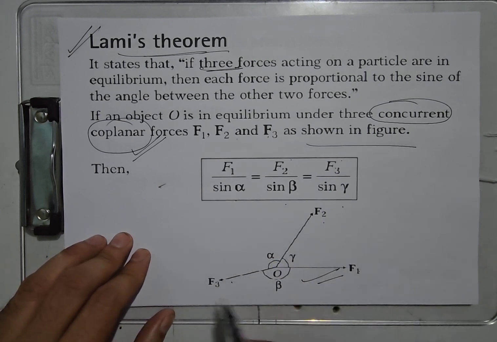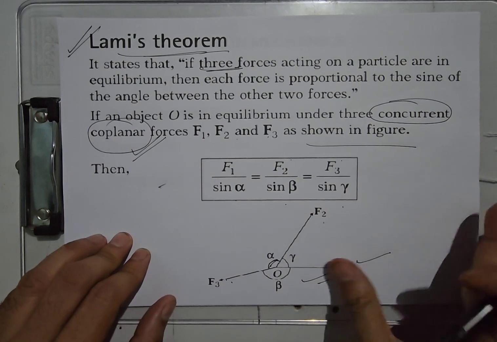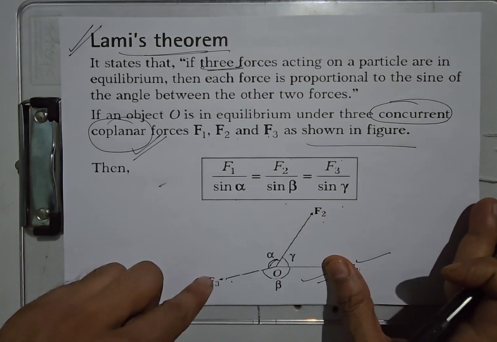Now what is F1? F1 is this force. Okay, now for the force F1, this angle alpha, means for this force you just leave that force, and take the angle between the other forces. Okay, the sine of that.